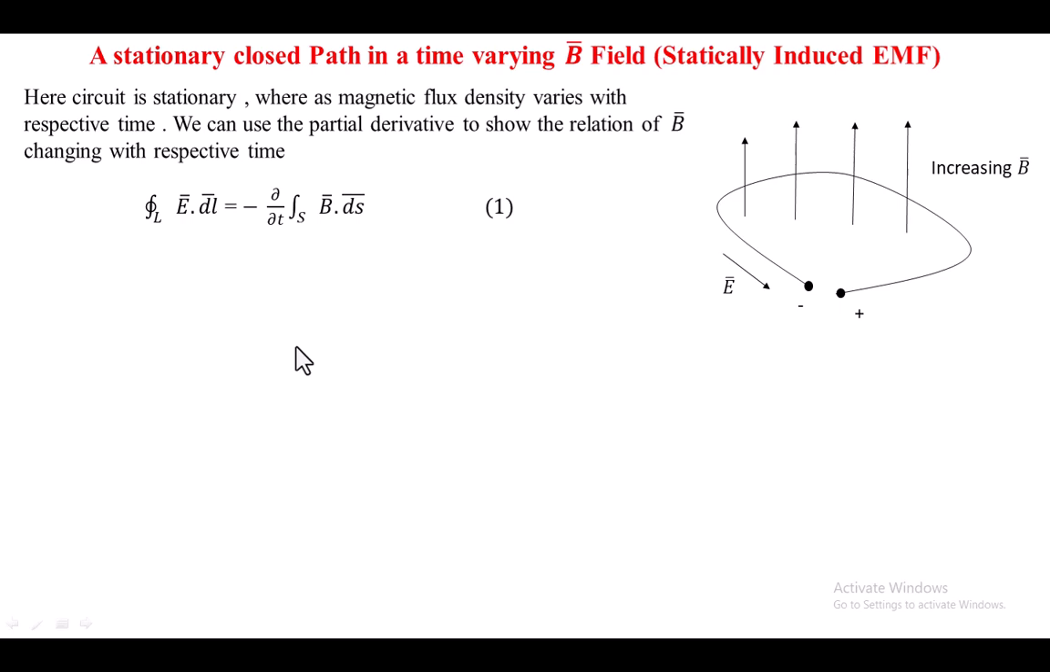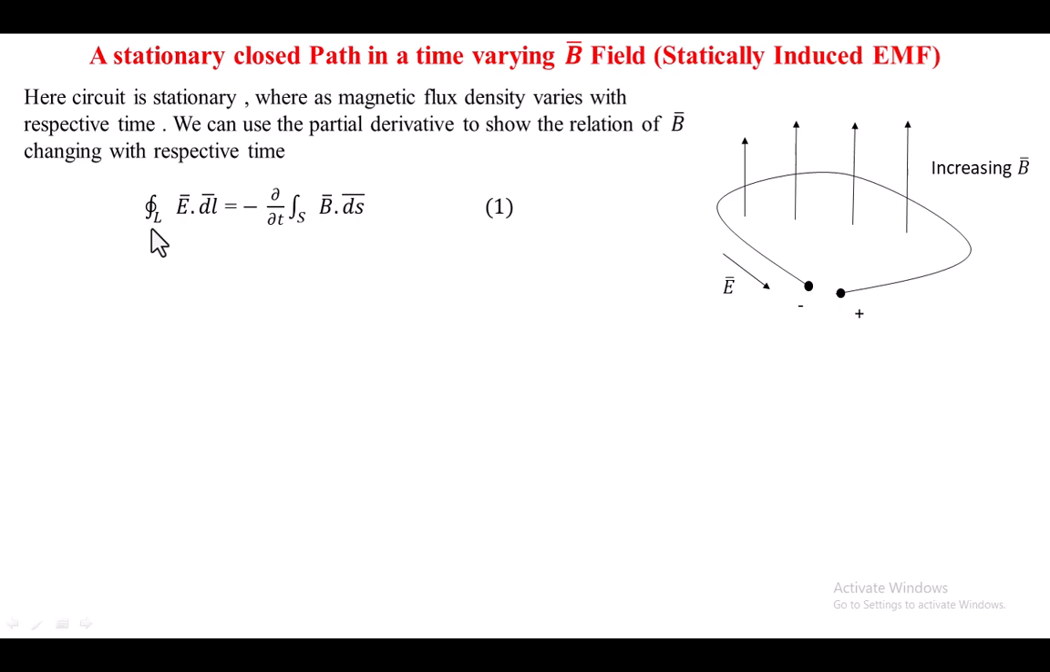The statically induced EMF arises when a stationary conductor is placed in a time varying magnetic field. This time varying magnetic field is linked with a closed circuit. There is a rate of change of flux linkage with the closed circuit, so an EMF is induced in the closed circuit. That EMF is the statically induced EMF. In this case, the field is a time varying field, so we represent it with a partial derivative.